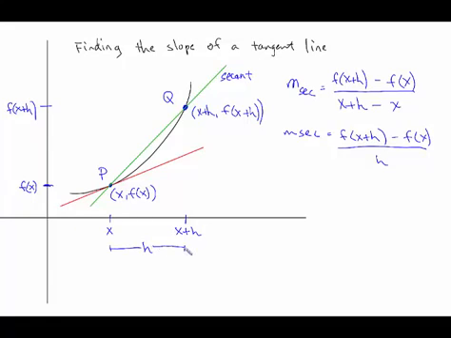Now look at what happens when Q gets closer to P. That means the distance h starts decreasing. For example, if I put Q right here, the distance for h decreased. So as Q gets closer and closer to P, h starts approaching basically 0.